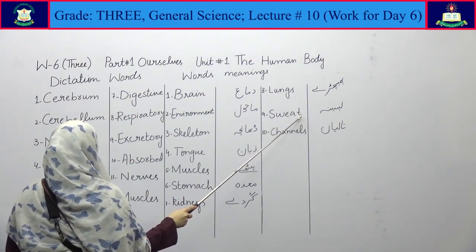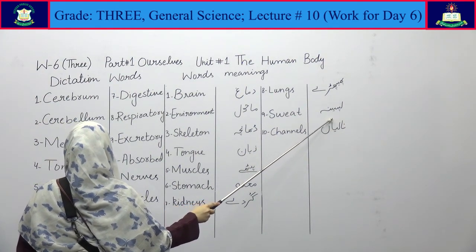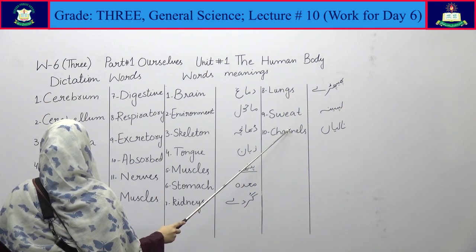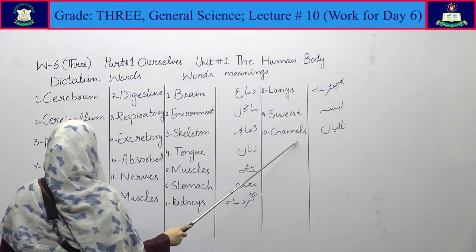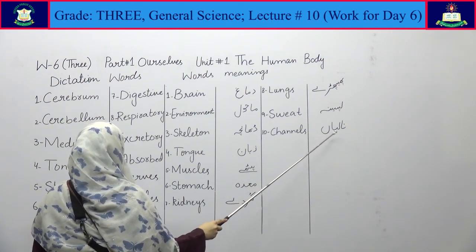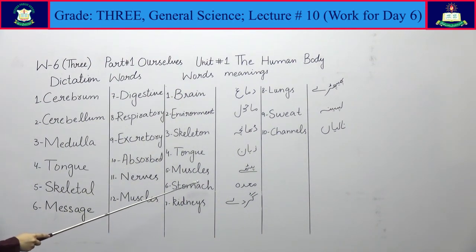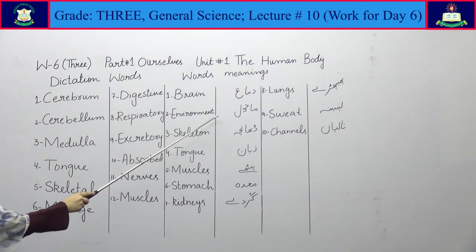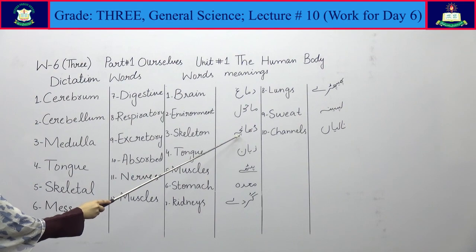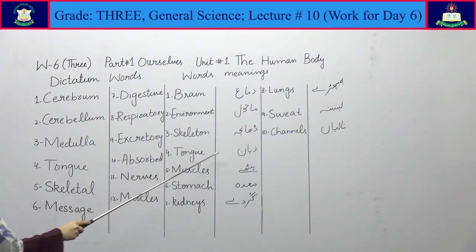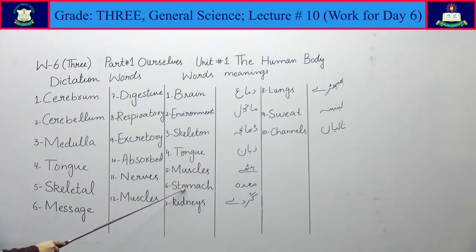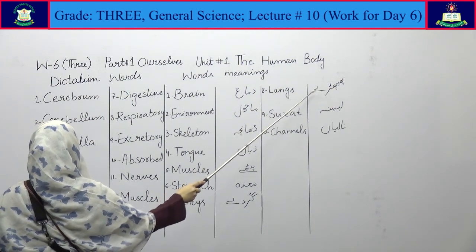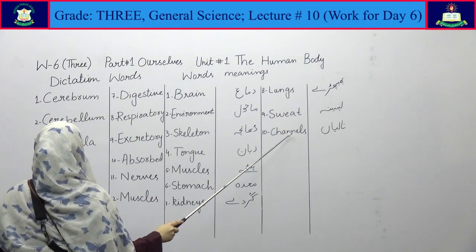लंग्स फेफड़े. नंबर 9 स्वेट. S-W-E-A-T स्वेट. स्वेट का क्या मतलब है? पसीना. नंबर 10 चैनल्स. C-H-A-N-N-E-L-S channels. Channels means नालियां. So students, these are 10 words meaning. First is brain, दिमाग, environment, माहौल, skeleton, ढांचा, tongue, जुबान, muscles, पट्ठे, stomach, मैदा, kidneys, गुर्दे, lungs, फेफड़े, sweat, पसीना, channels, नालियां.